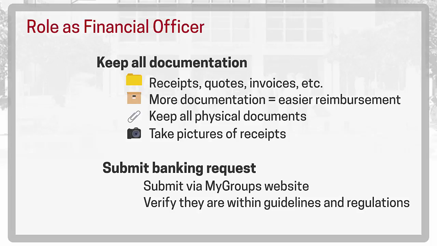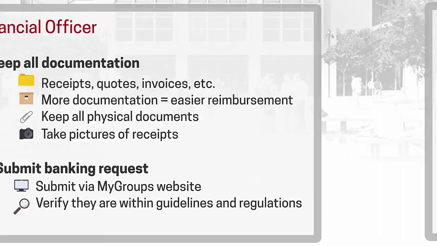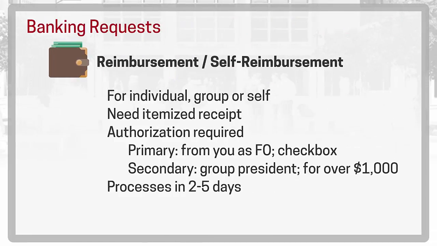After obtaining the proper funding for your group and gathering the necessary documentation from group members who made purchases with that funding, you'll then submit the relevant banking request via the MyGroups website. You are responsible for submitting all group expenses and transactions, as well as verifying that they are within the GSB funding regulations and guidelines. Let's explain the different kinds of banking requests you may submit.